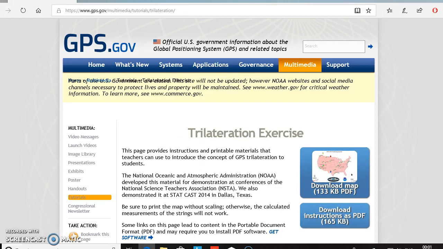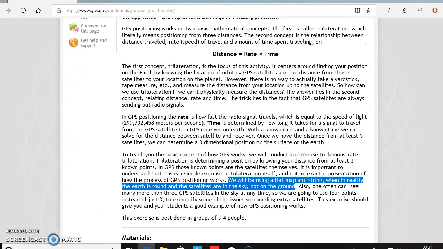On the multimedia section, there is a section entitled Trial Iteration Exercise. This is basically for school children to do a simple experiment. And further down the page, there's a sentence which is absolutely astounding. It says, quote, "We will be using a flat mat and string when in reality the earth is round and the satellites are in the sky, not on the ground." Why on earth would they even put that there? Is that the truth? Is it the other way around? Have they flipped it? Well, you decide.